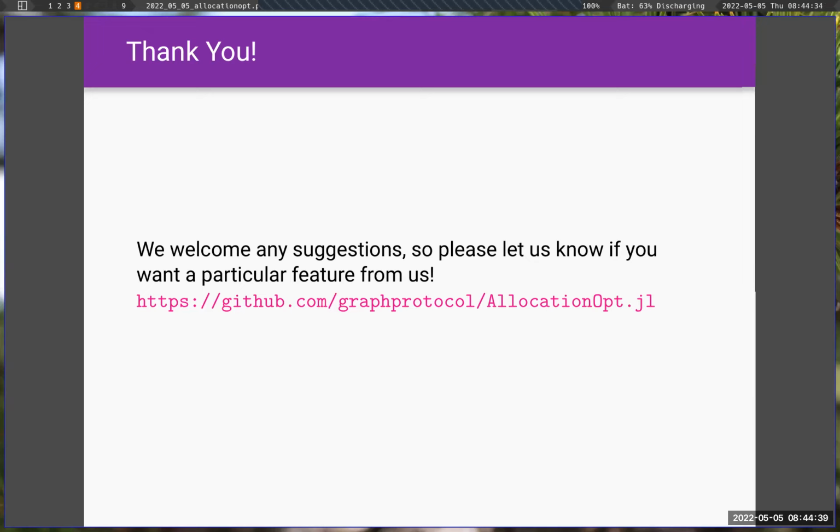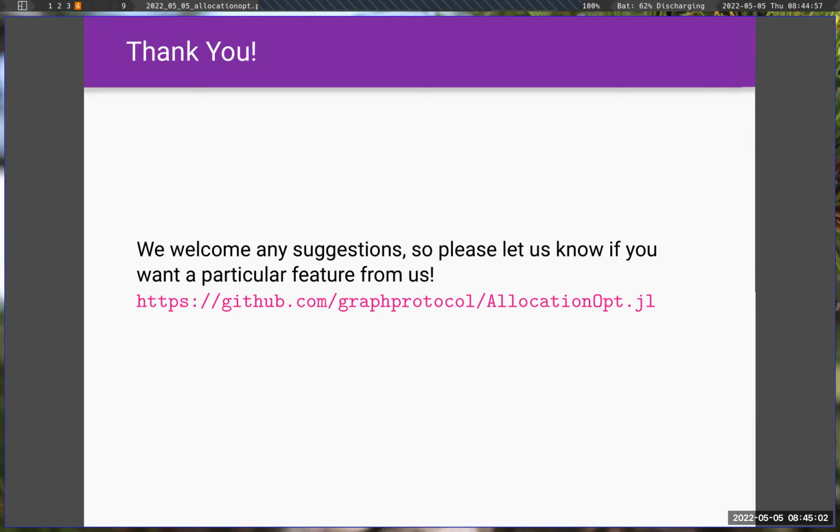If you get new subgraphs as an optimized result, allocating to them can take a lot of time until they are synced, and that's something that should be incorporated in some of the toolings as well. Sorry, go ahead. No, that's it.